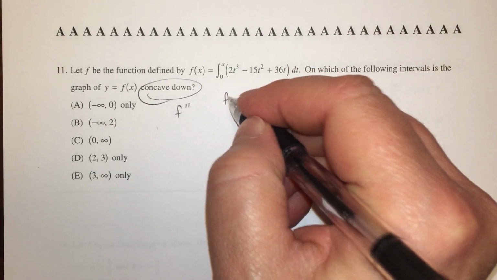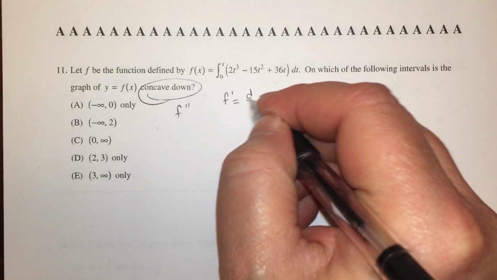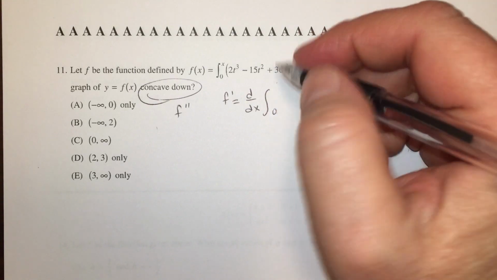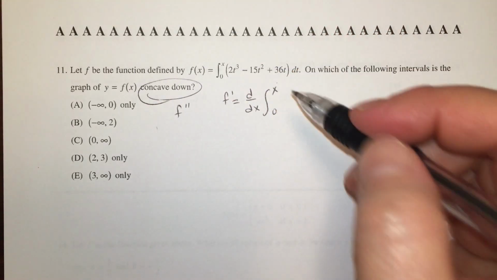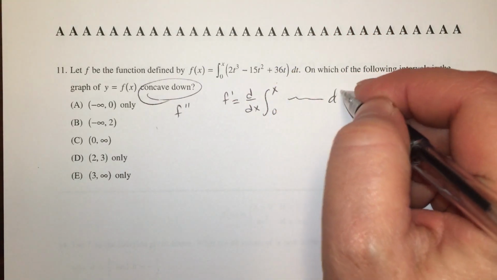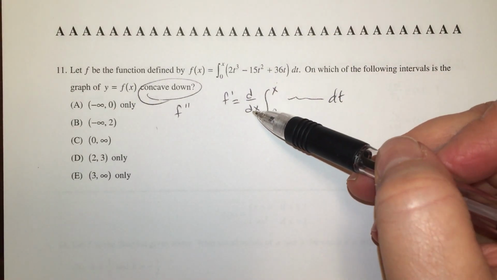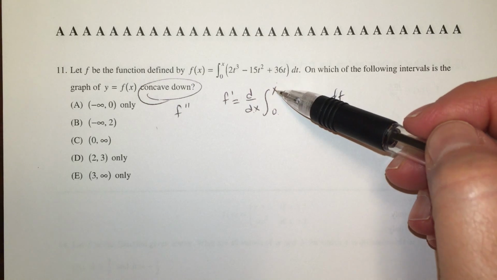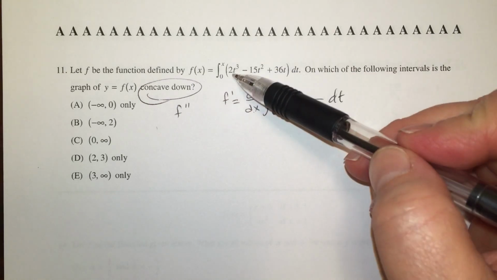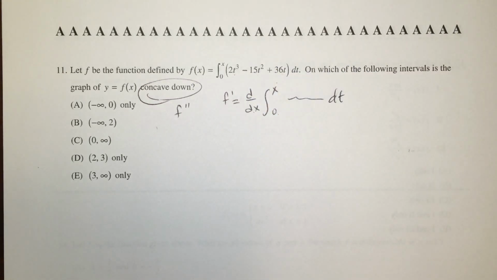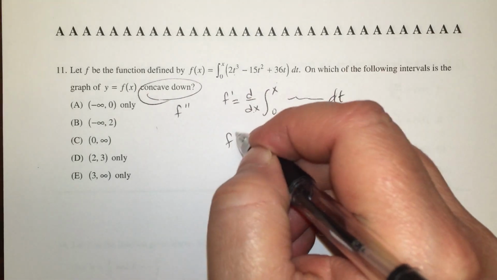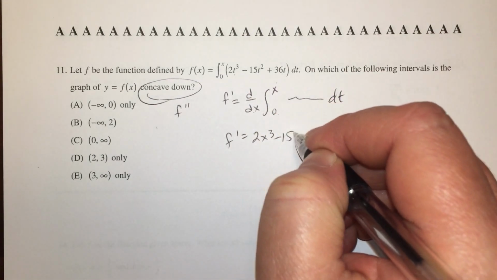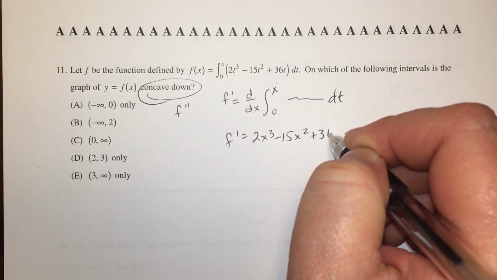So the first thing we need to do is take the first derivative, which means we're taking the derivative with respect to x of this integral that has a constant in the lower bound and a variable in the upper bound, of all of that stuff dt. When you're taking the derivative of an integral, they're inverse operations of each other. So you just want to take this variable x and substitute it for the variable inside your integrand. So f prime is going to be 2x cubed minus 15x squared plus 36x.